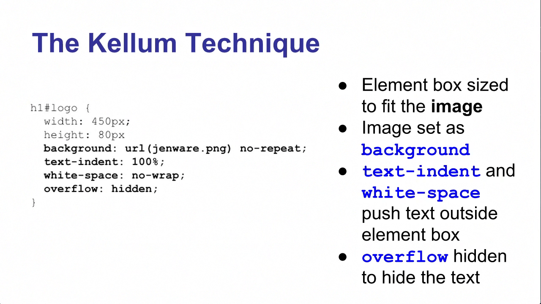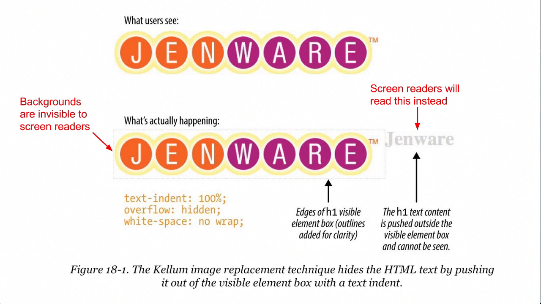Here's an example from the book of the column technique. First, the element box is sized to fit the image, which is then set as the background. Next, the text is pushed outside the element box using a 100% text indent and non-wrapping white space. Finally, the text is hidden using the overflow property. The result is the image is displayed to users on the screen, but the text is what appears in the HTML. That makes the text still visible to screen readers and web crawlers, which ignore the CSS in favor of what's in the HTML.